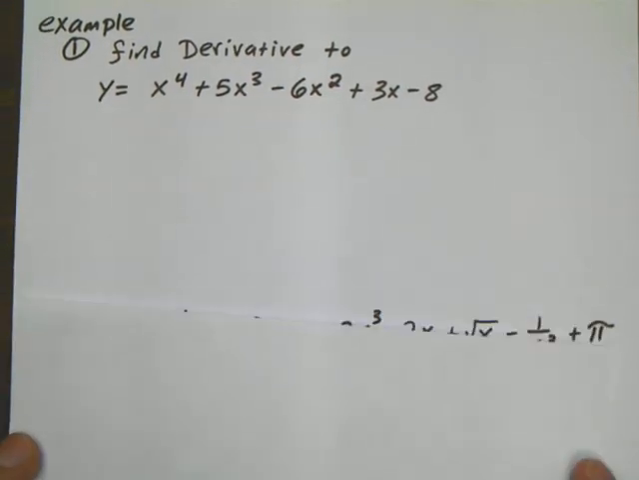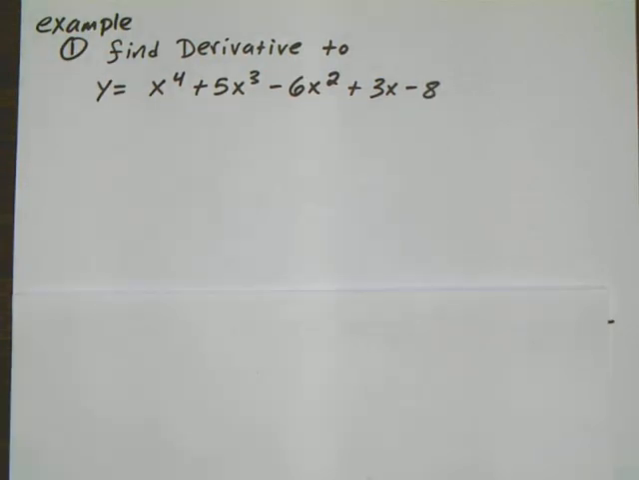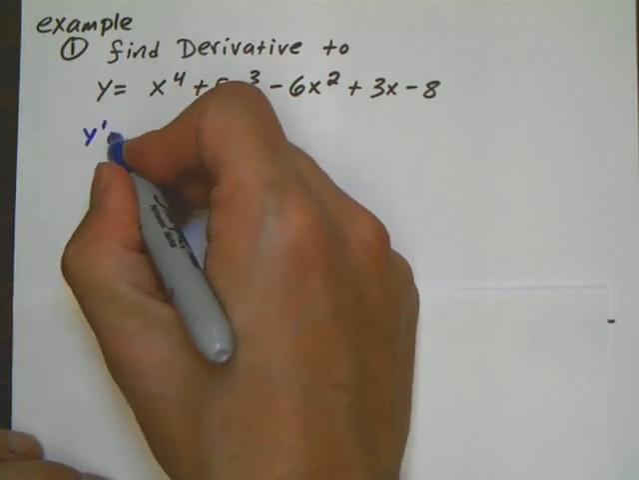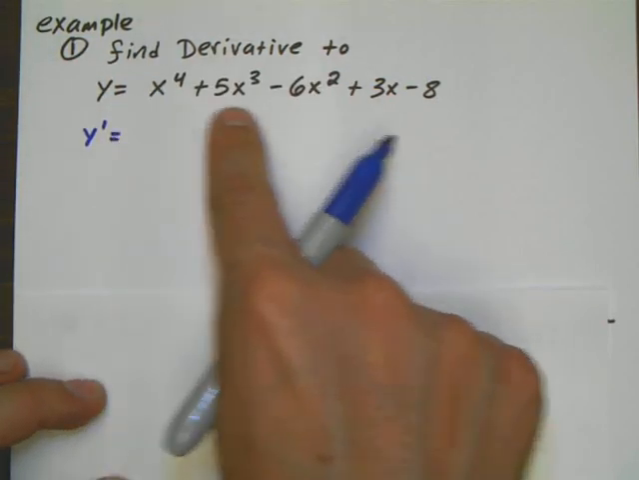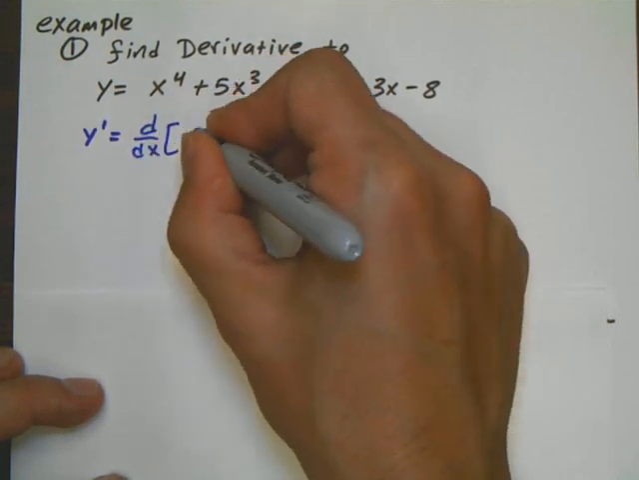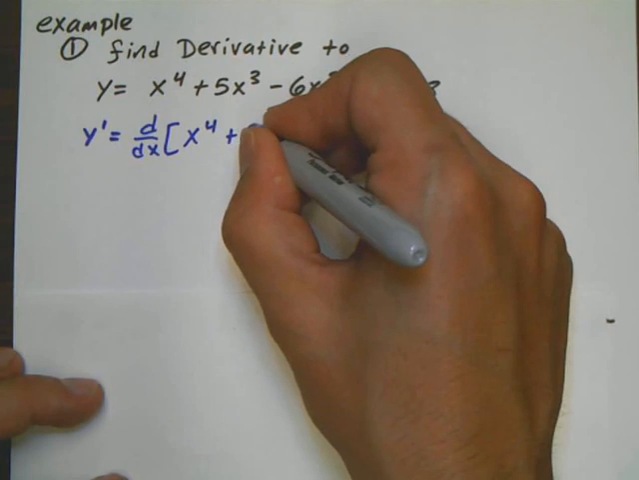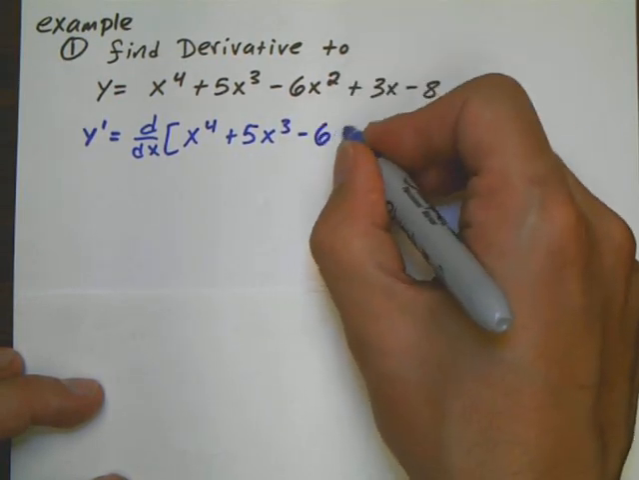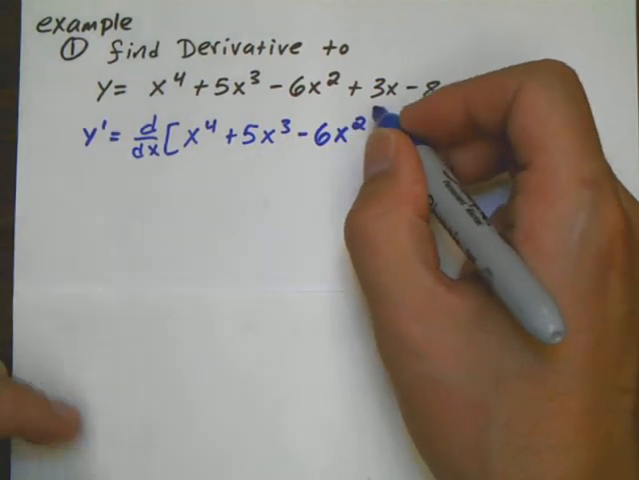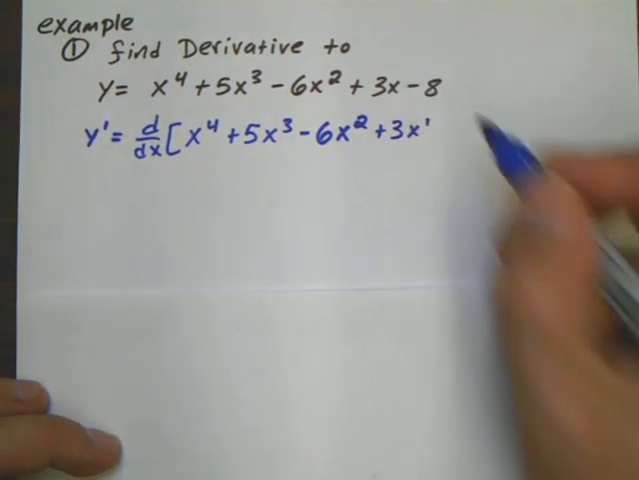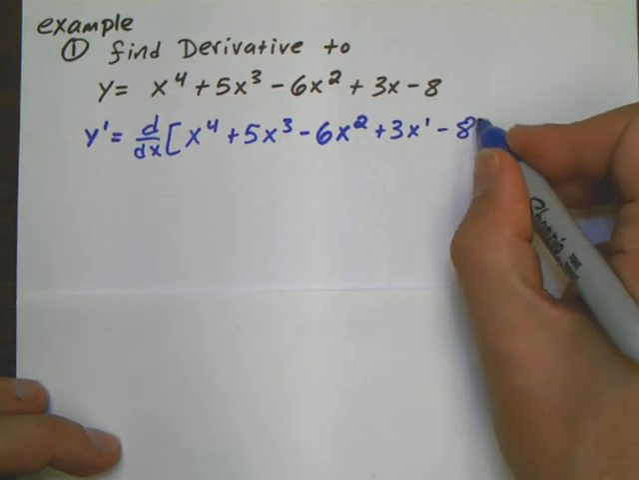Example number 1 says find the derivative of this equation. Alright, so first thing I want to do is set up my notation. The derivative of y is going to be written as y prime. And I need to take the derivative of all of this. So the derivative with respect to x of x to the 4th plus 5x to the 3rd minus 6x to the 2nd. And in order to use the power rule, I have to be able to see what exponent this is. So I'm going to write the little invisible 1 and then minus 8.